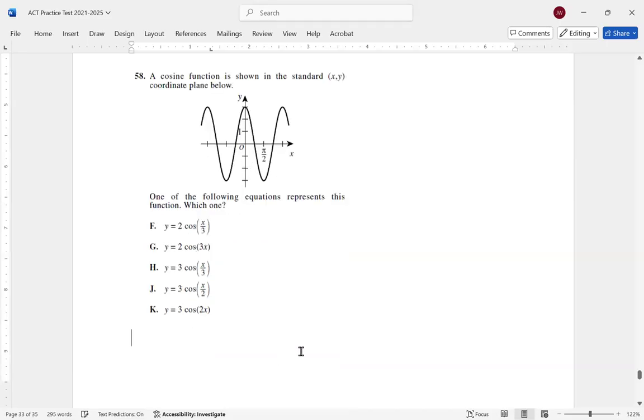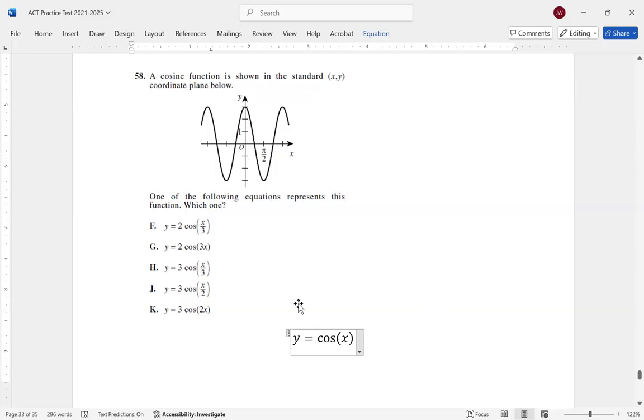Question 58. A cosine function is shown in the standard coordinate plane below. One of the following equations represents this function. Which one? Now, if you had a graphing calculator, you could graph some of these options and see which one works. If you didn't have a graphing calculator, then we could try to manipulate cosine by stretching and shrinking in both the vertical and the horizontal direction. So that's what we're going to do right now.